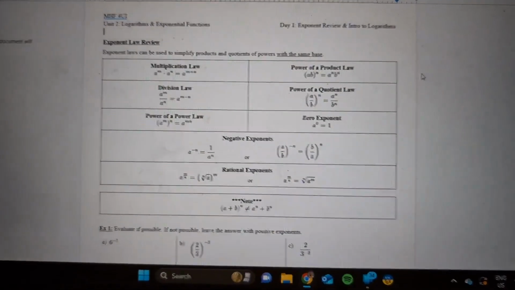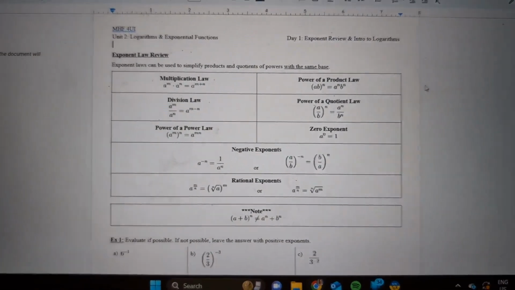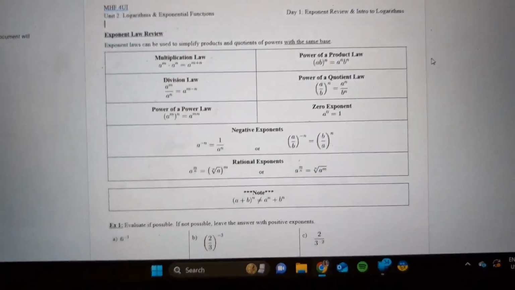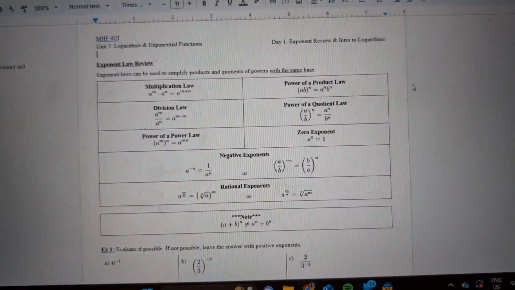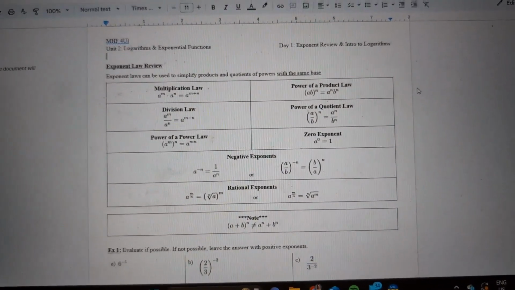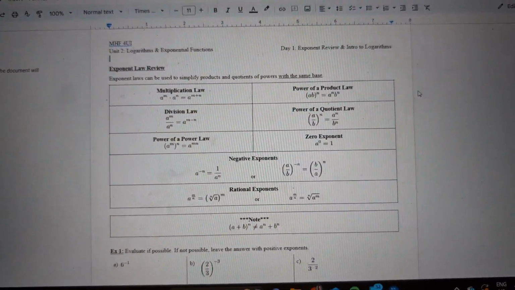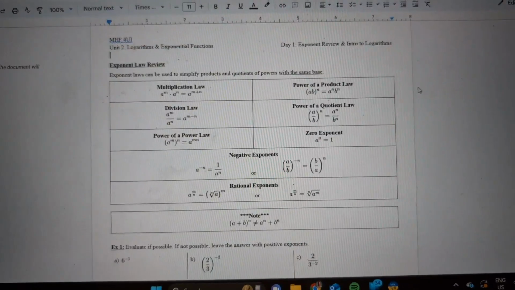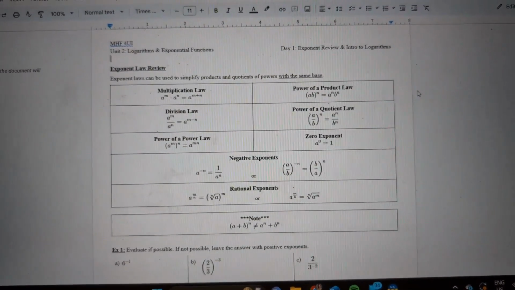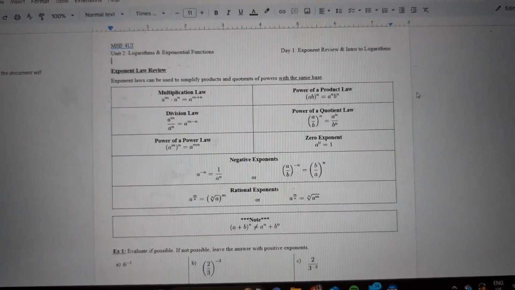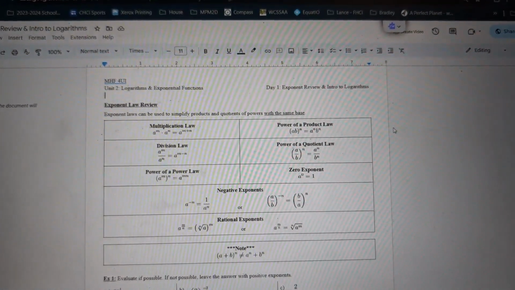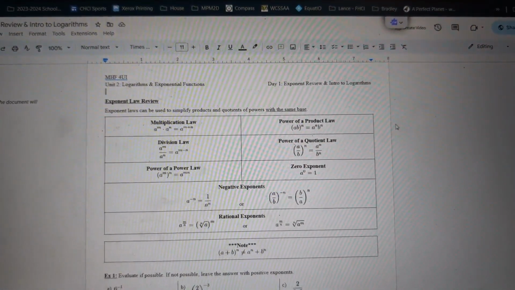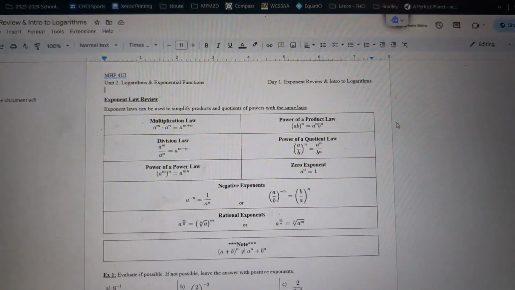Okay, so today is our first day of the logarithms and exponential functions unit. This is a unit that people can struggle with, especially if you are not careful with your algebra. So I'm going to say that right off the bat, just to try to get ahead of things.